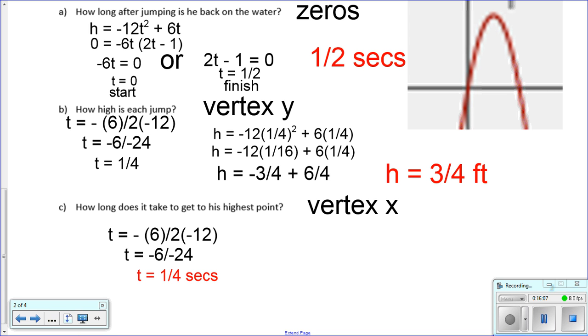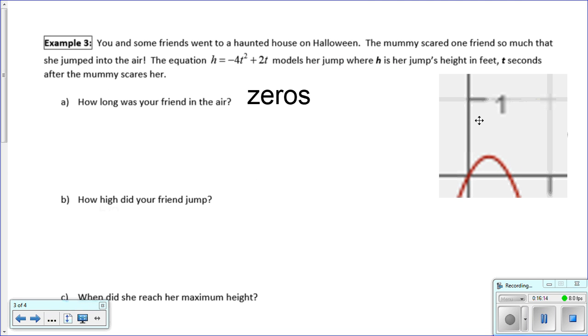Alright, some more. Hopefully this works. Yeah, it's working. Okay. You and some friends went to a haunted house on Halloween, and a mummy scared one of your friends so much that she jumped into the air. The equation h equals negative 4t squared plus 2t models her jump when h is her jump's height in feet and t seconds after the mummy scares her. How long was your friend in the air?